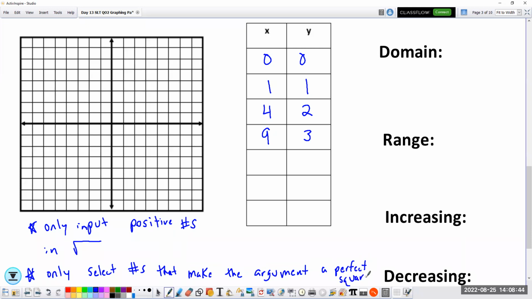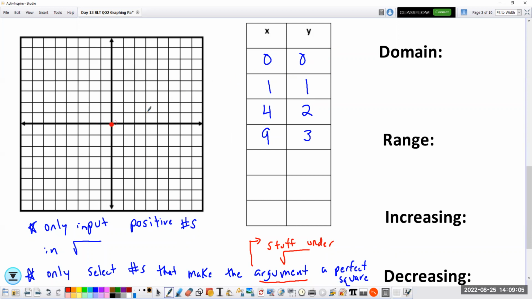And I'm sure what you're wondering is, hey, Ms. Strauss, what is an argument? Let's just remember the argument is just a fancy word for the stuff under the square root. This is going to become important as we start to look at transformations. But let's finish graphing this parent function for square root of x, and we'll take a look at its properties.